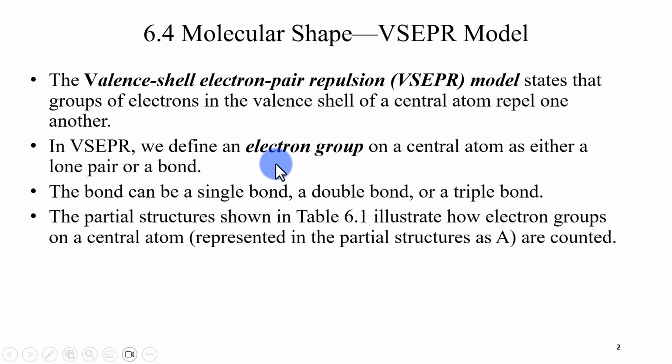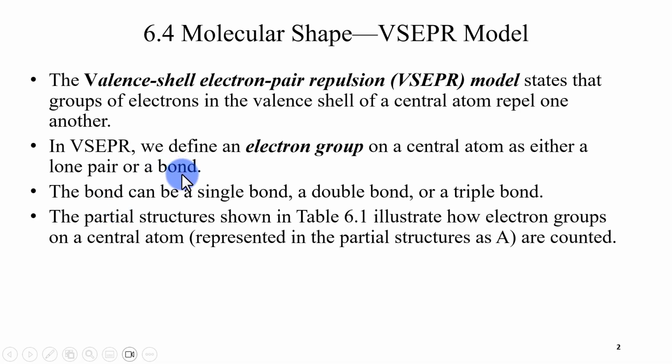So we define an electron group. We're going to talk about electron groups around the central atom to determine the molecular shape. So electron groups are defined as either a lone pair or a bond. So it doesn't matter if it's a lone pair or a bond, they count as an electron group.